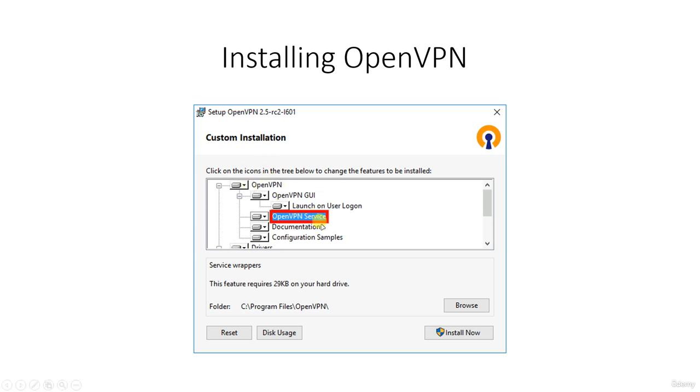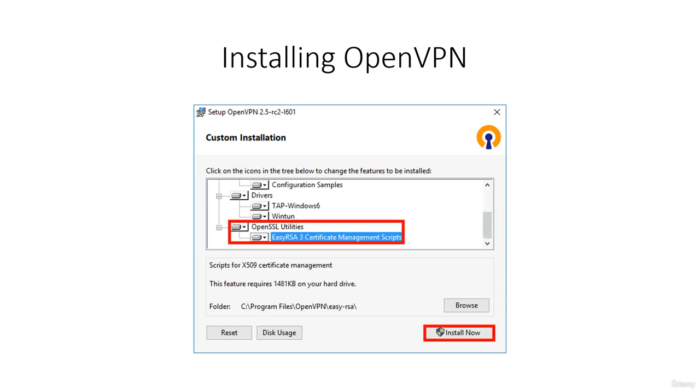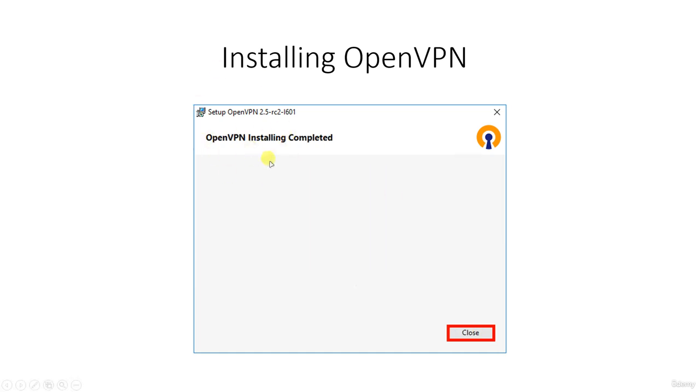So just click OpenVPN service, then we install a utility called EasyRSA 3 certificate management script. Simply click this, then click install, because we need EasyRSA 3 in order to create server and client certificates. This is a must, otherwise it won't work for server and client certificates. Once the OpenVPN install is done, simply click close.